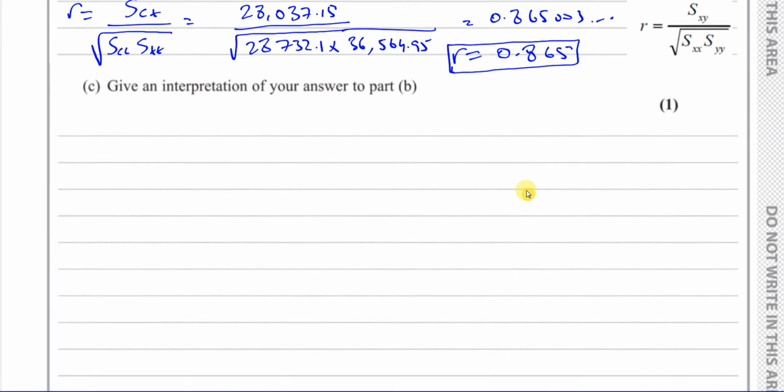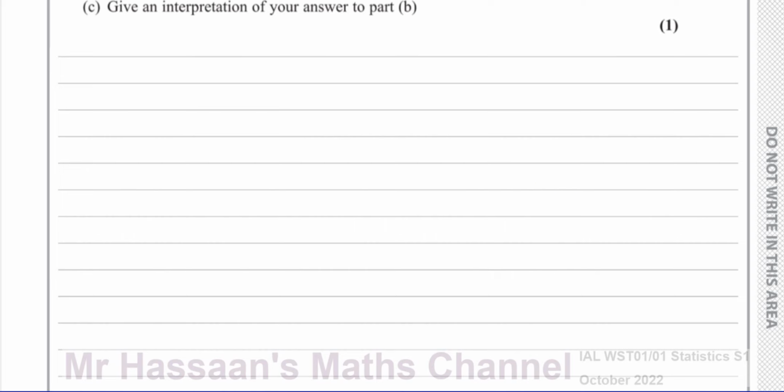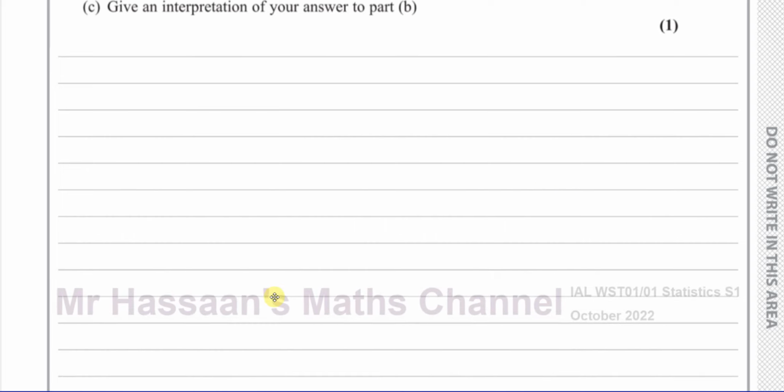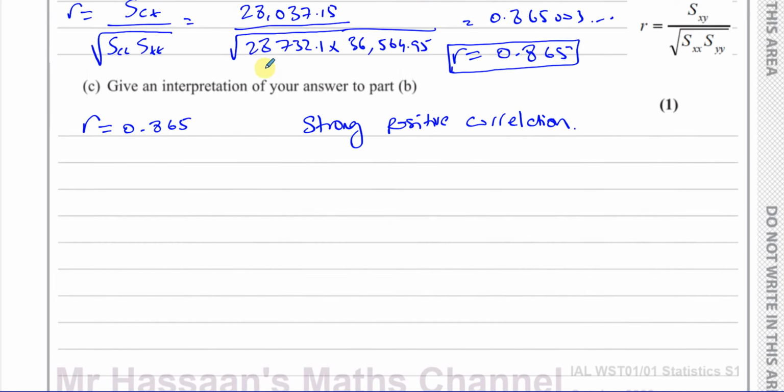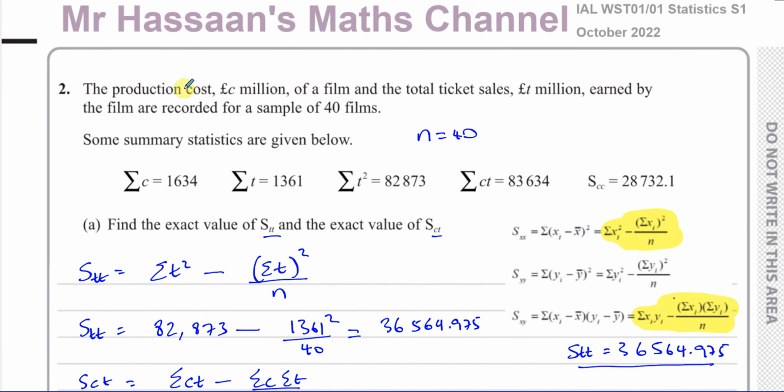Then part C says, give an interpretation of your answer to B. All right, so now this is where many students lose the mark. It's worth 1 mark, but where do students lose this mark? Well, they just say strong positive correlation. Okay, this is strong positive correlation, yes. But when it says interpretation, you can't just write strong positive correlation. It means you have to give it in context. You have to give the context in terms of what this is talking about. This is talking about the relationship between the production costs and the ticket sales.